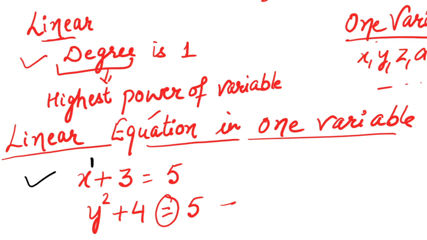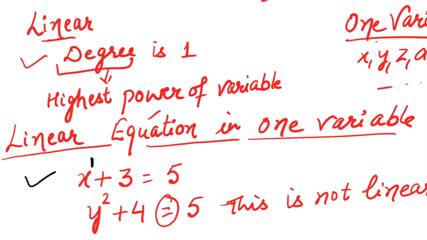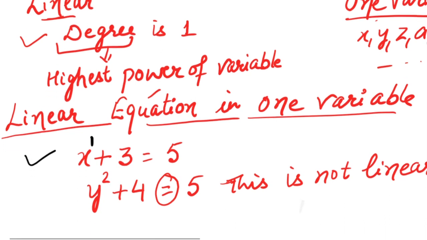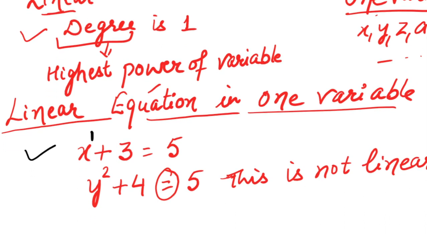This is an equation in one variable. Yes, we have one variable here, the variable is y only. But this is not linear. Why? Because the highest power of the variable is not 1. Here the highest power of the variable is 2, which is quadratic. This is basically a quadratic equation.